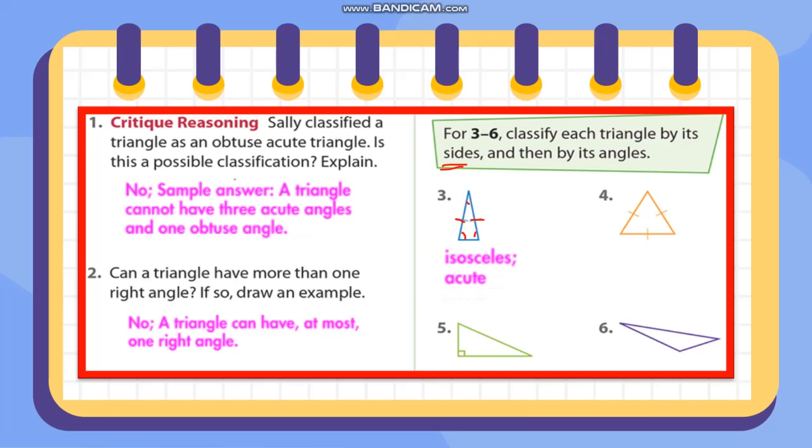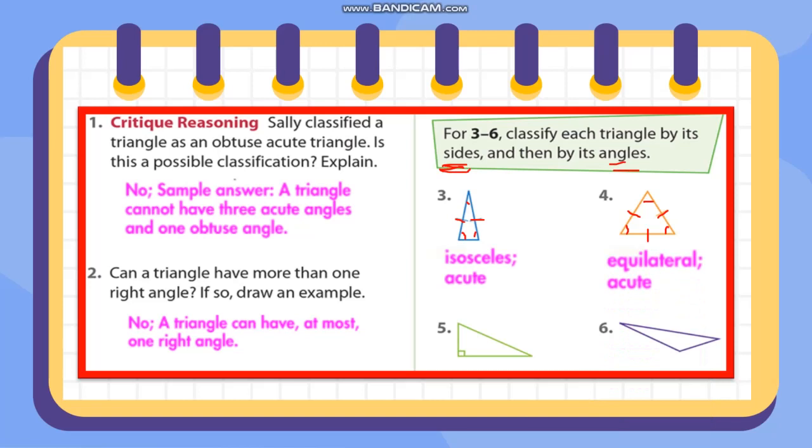Next, question number 4. According to its sides, there are three sides equal, or having the same length. So that is considered an equilateral triangle. And all angles are acute, so the answer is equilateral triangle according to its sides and acute triangle according to its angle.